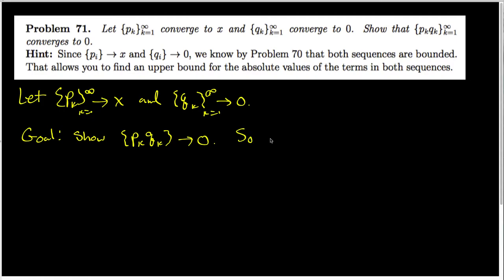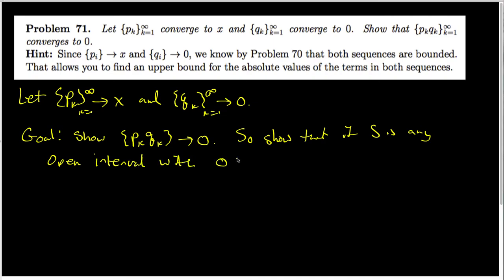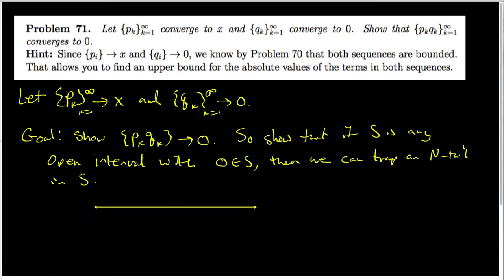So what that means is we have to show that if S is any open interval containing 0, so any open interval with 0 inside of S, then we can trap an entail in the open interval S. Let's just draw that as an idea.